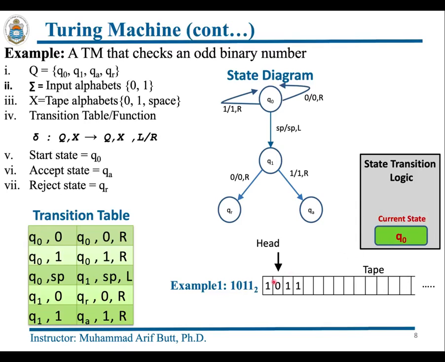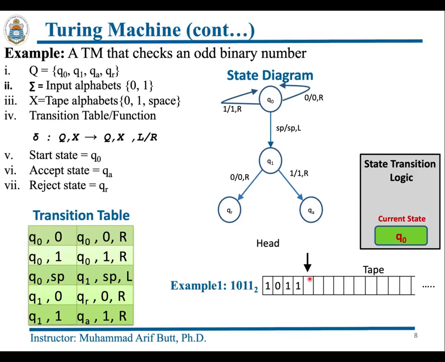The current state is Q0, the head is reading 0. At Q0, if we read 0, we replace it with 0, stay at Q0 and move the head to the right. Since we are at Q0 and we are reading 1, we stay at Q0 again. And over here again, since the current state is Q0, the symbol under the head is 1, so we stay at Q0 and move the head to the right.